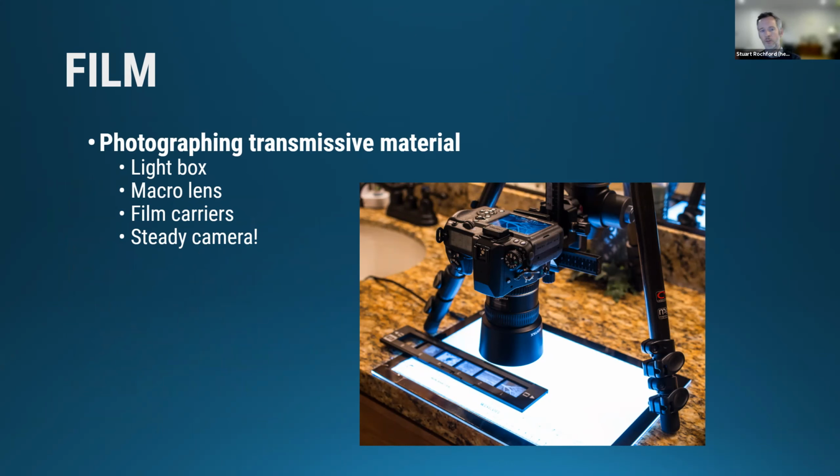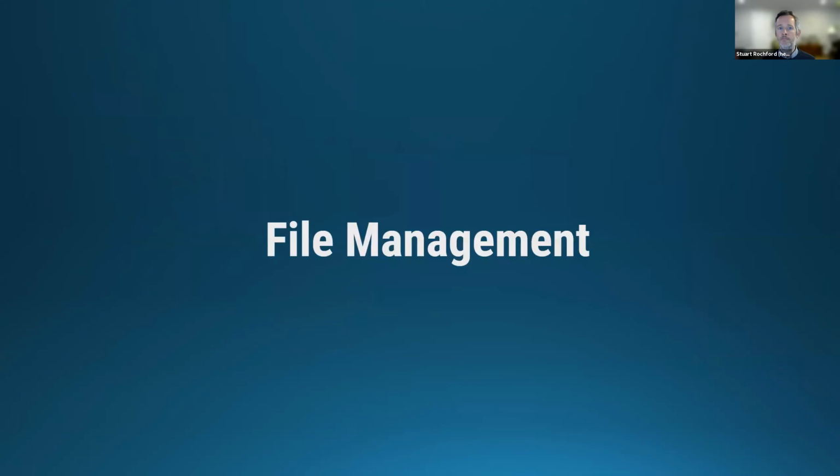So a macro lens and a light box, film carriers are all essential when photographing film, and also a very steady camera and a very steady platform is important, because at that level of zoom and that level of resolution, any slight movement or shake or a train driving by your house is going to give you a blurry image.